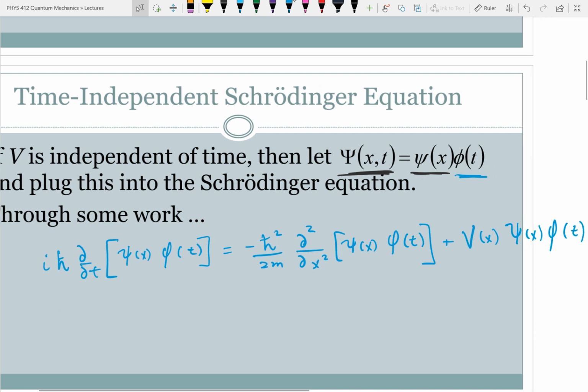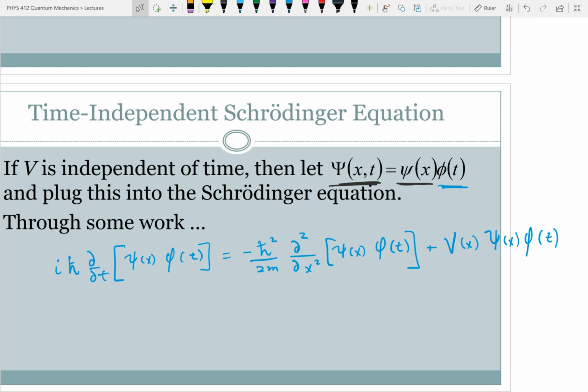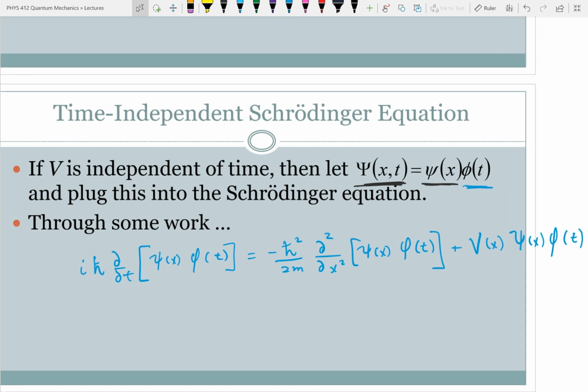So there I've just made the substitution. Sorry, I just shrink it down though. Just made the substitution of our new set of two functions.